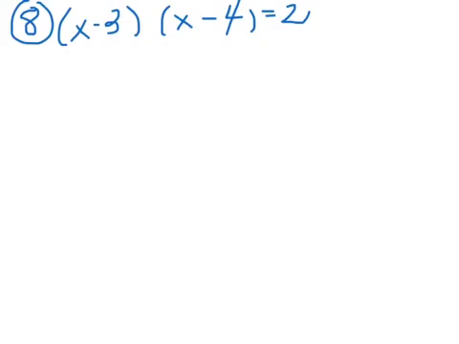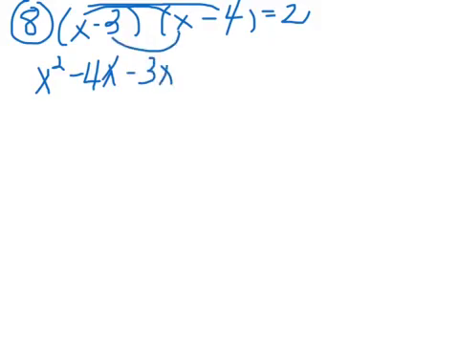So the first thing I'm going to need to do is simplify the left side. So I'm going to go ahead and distribute or FOIL it out. X times x is x squared. X times negative 4 is negative 4x. Negative 3 times x is negative 3x. And negative 3 times negative 4 is a positive 12, and that's equal to 2.